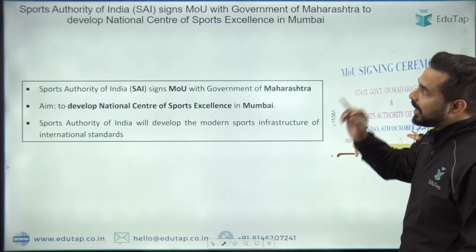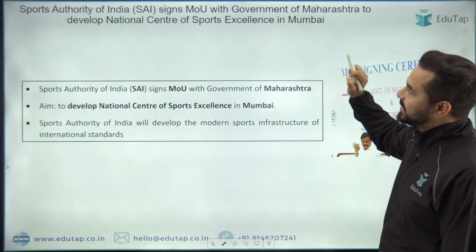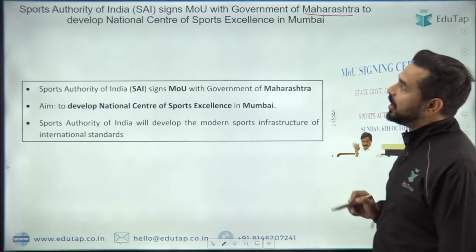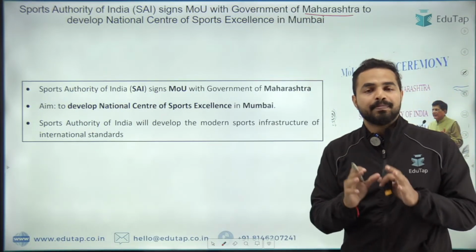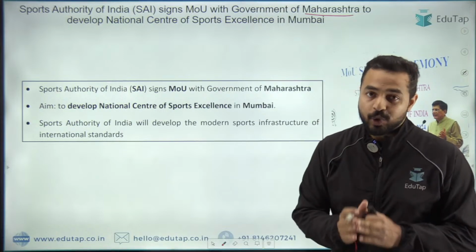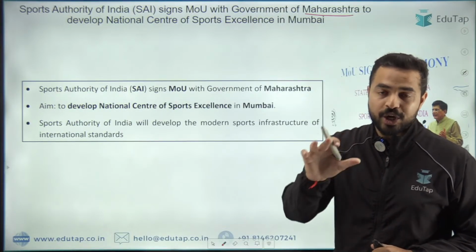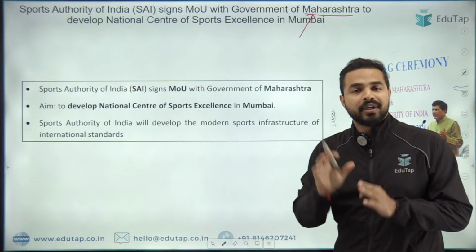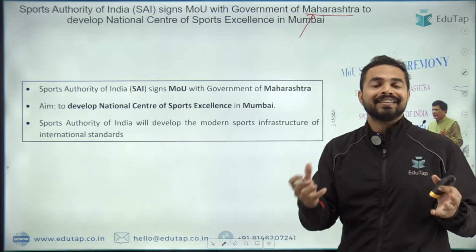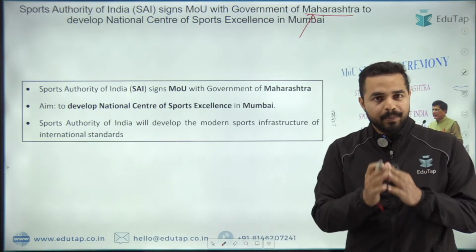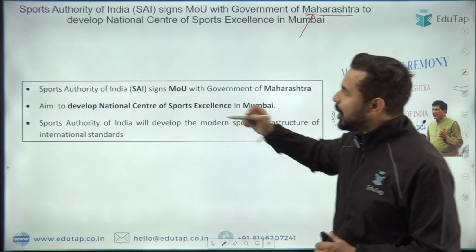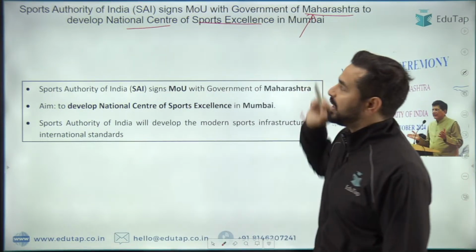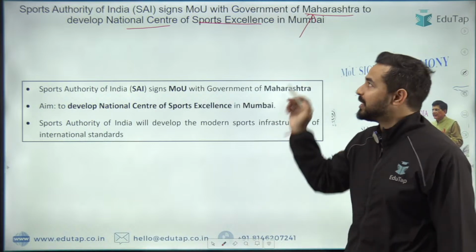Next part is that recently Sports Authority of India has signed an MOU with the government of Maharashtra. So wherever there is an MOU, there are some parties between which that MOU has been signed. So what are the names of the parties? One is Sports Authority of India, the other one is the government of Maharashtra. And now the second important thing that we have to cover is what exactly is the aim of this MOU. So the MOU has been signed for the development of the National Center of Sports Excellence. And where will this be built? It will be set up in Mumbai.